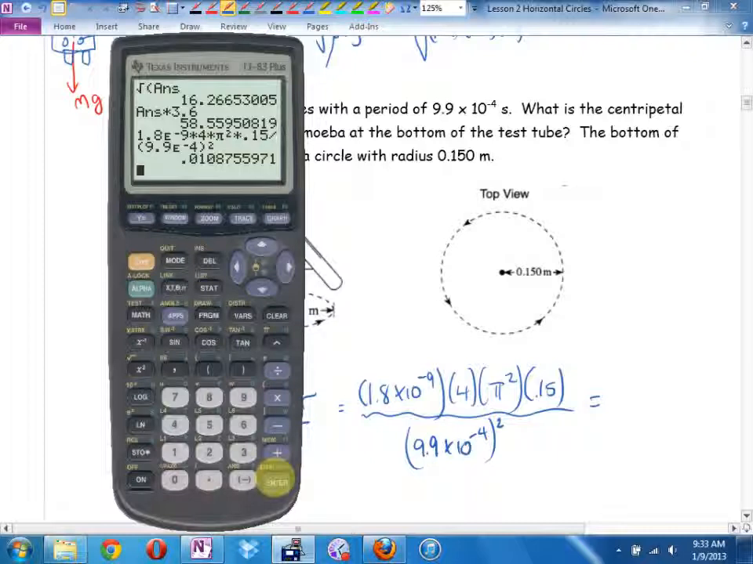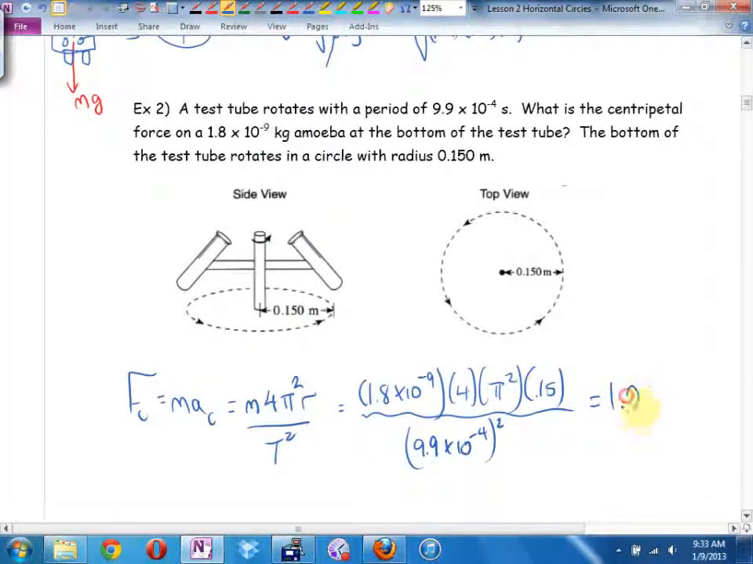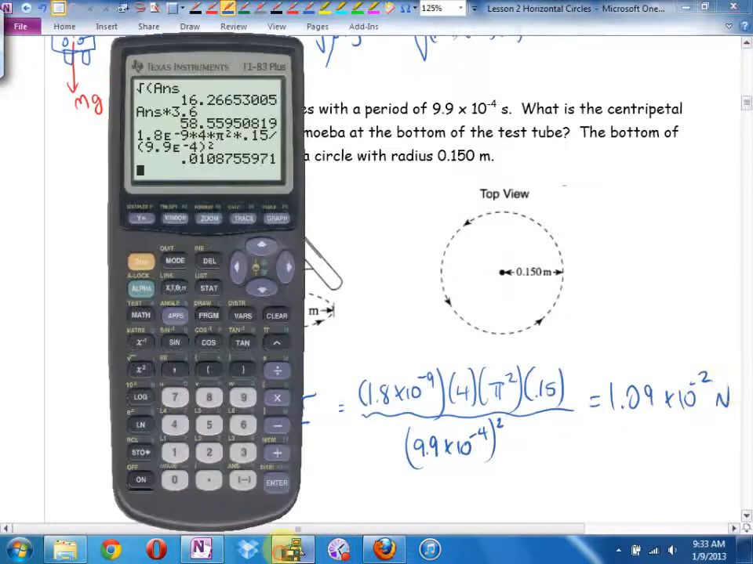You get 0.0187. How about 1.09 times 10 to the negative 2? Is that right? Did you get 0.01? Am I wrong? I'm not hearing any confirmation. 1.8 times 10 to the negative 9 times 4 times pi squared times 0.15 divided by 9.9 times 10 to the negative 4, squared. I think I'm right. Am I not? Yeah. Oh, okay.